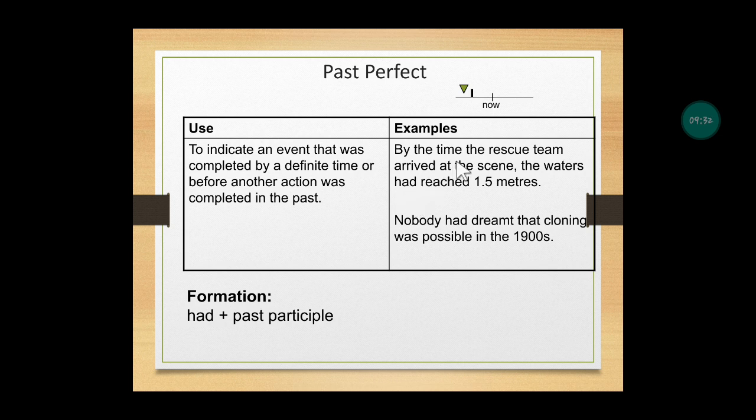So this action, by the time the rescue team had come, is the one action. Before that, the water had already reached 1.5. Nobody had dreamt that cloning was possible in the 1900s. Now what is the formation? We use had plus the past participle.